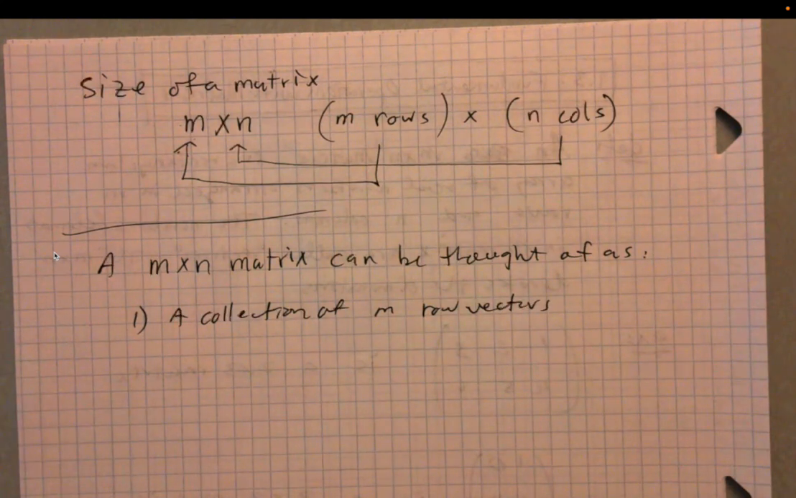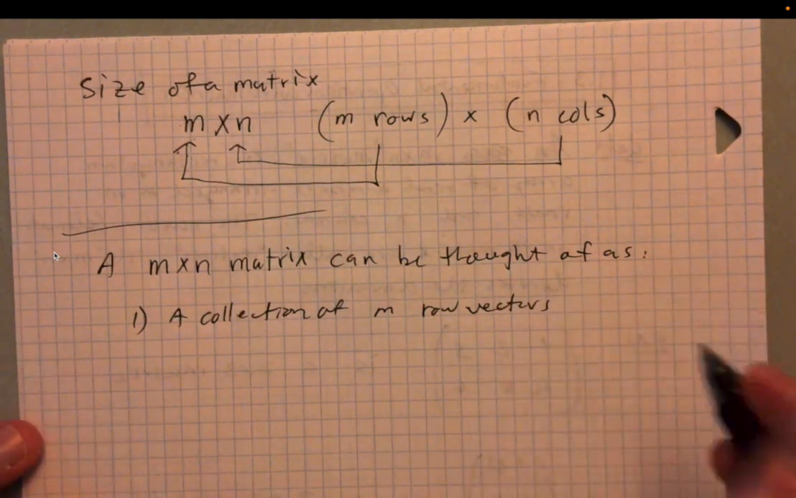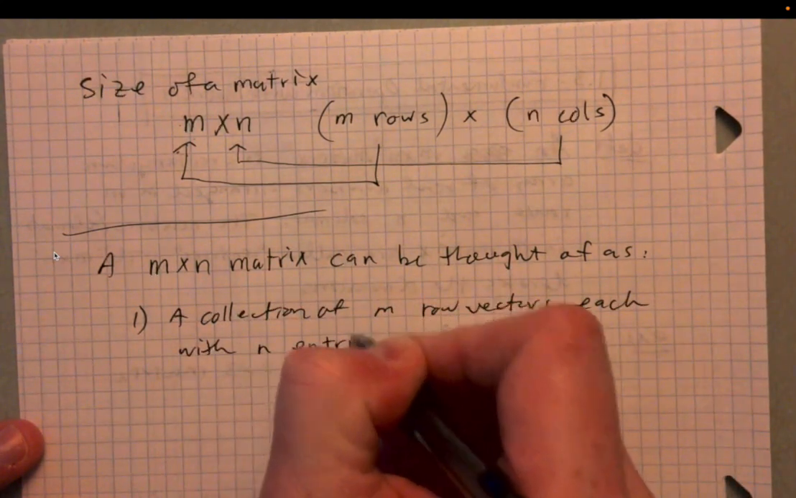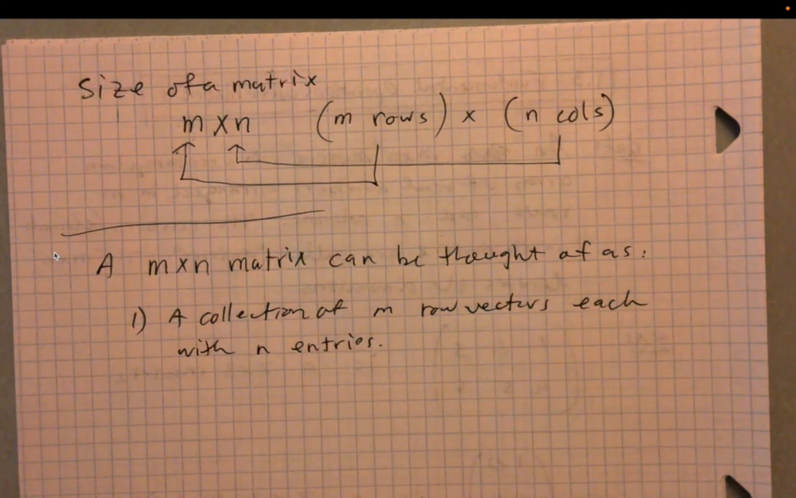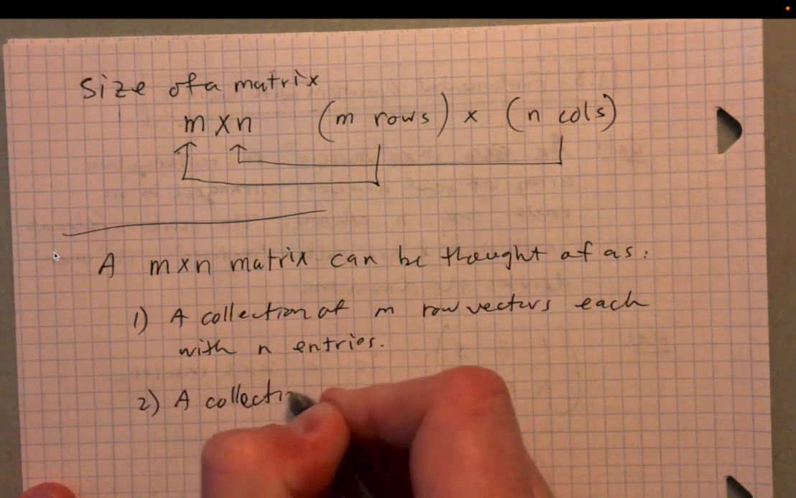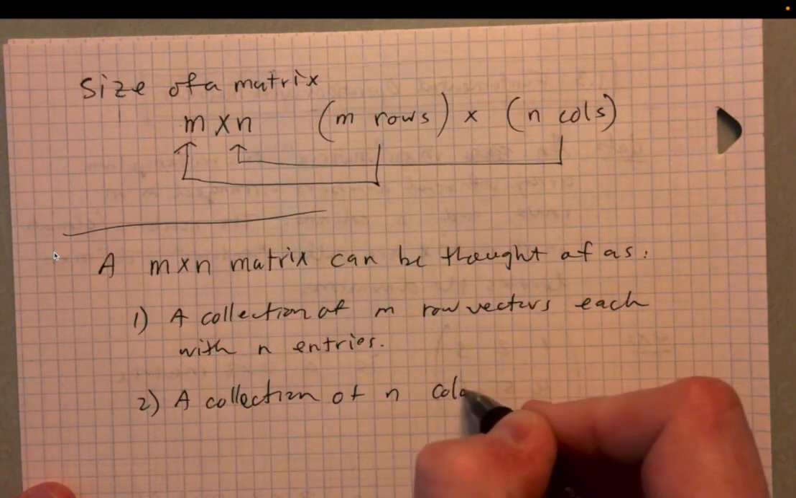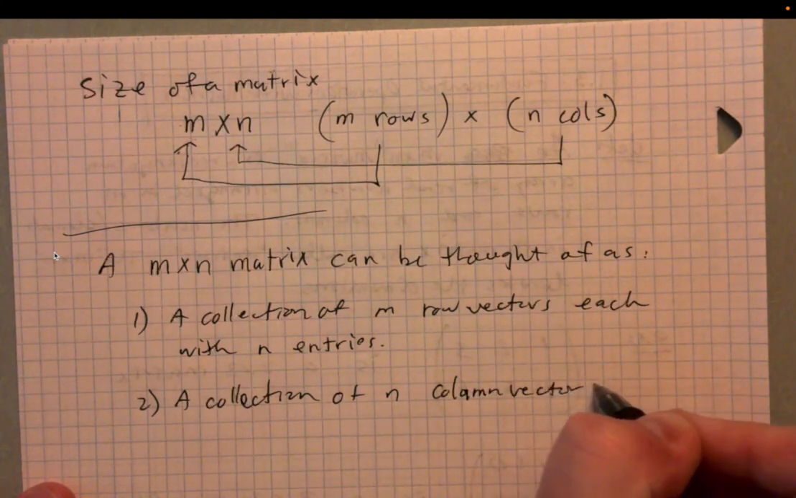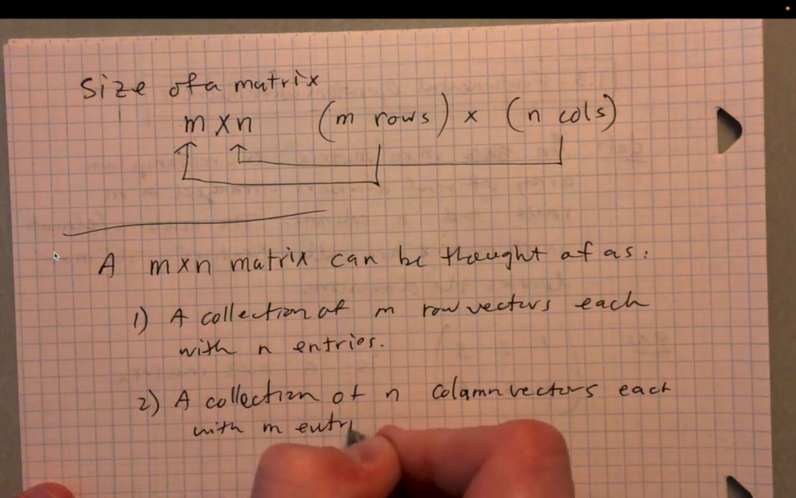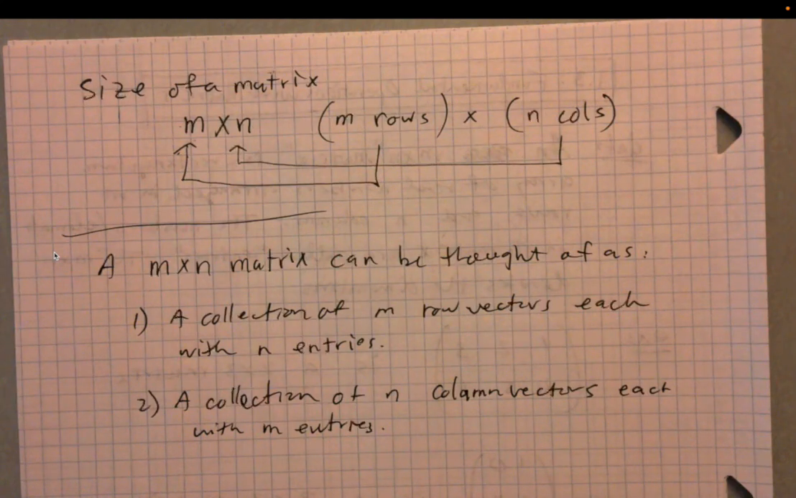Each row of the matrix you can think of as being a vector. If you have m row vectors, then each of them will have n entries. That's one way to think about it. There's plenty of applications that use matrices in this way. Another way to think about it is as a collection of n column vectors, each with m entries. That's very common as well. Lots and lots of applications for both of those.